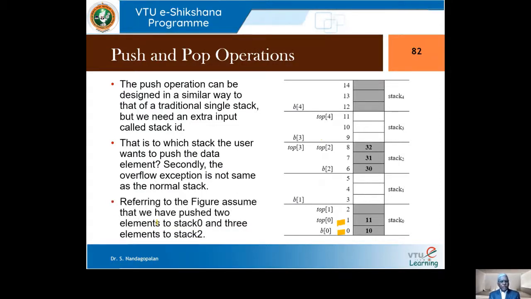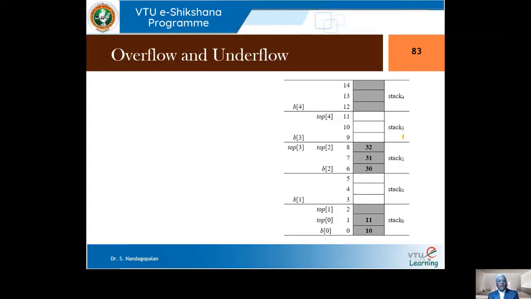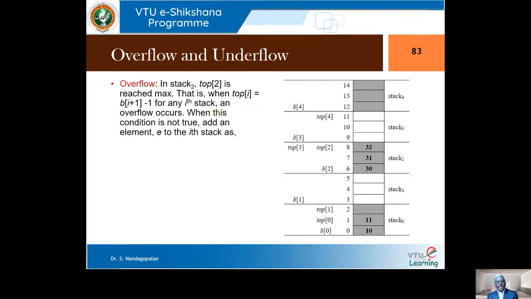Assume that we have pushed 2 elements into stack 0 and 3 elements into stack 2. All the remaining stacks are still empty. And coming to overflow and underflow. So what is overflow? How do we calculate this? Supposing we assume stack 2 is already overflowing, and any new element to be added in stack 2 should result in an overflow.